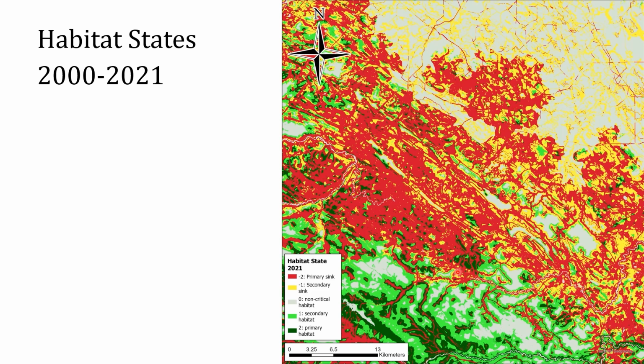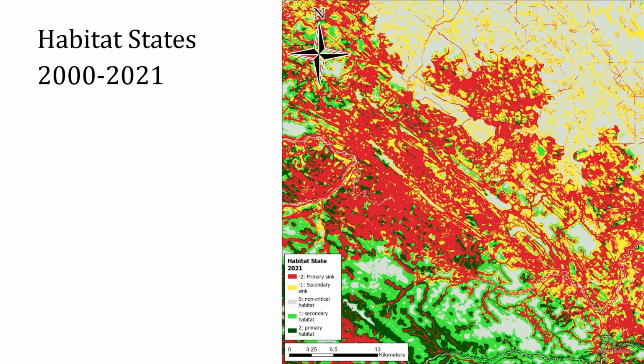Moving towards 2021, relating this again to our RSF and risk layers, we saw that we had a high amount of RSF in 2021 in this area and also a very high amount of risk. Therefore, we now have a large primary sink with a fairly decent amount of secondary sink and very low secondary and primary habitat in this core area.